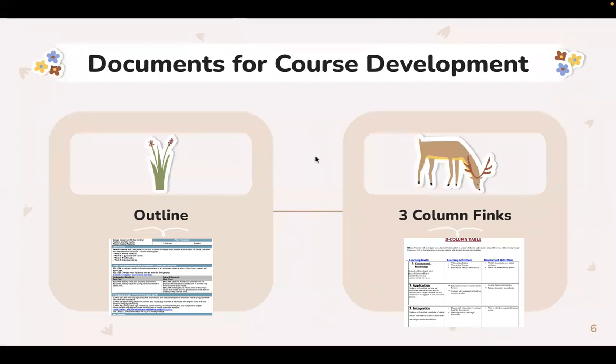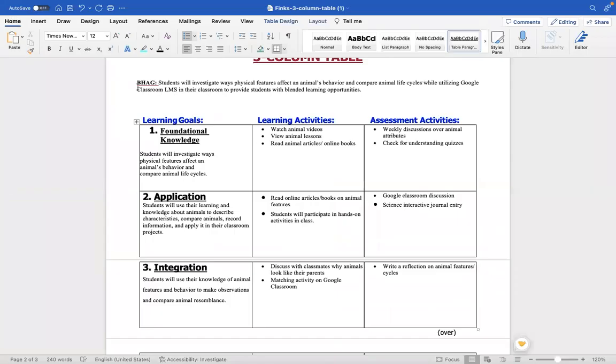Some of the other documents that I utilized for this project are the 3-column Finks table and an outline. For the 3-column Finks table, I was able to come up with a goal, our big, hairy, audacious goal, in which students will investigate what physical features affect an animal's behavior and compare animal life cycles while utilizing Google Classroom LMS in their classroom to provide students with a blended learning opportunity.